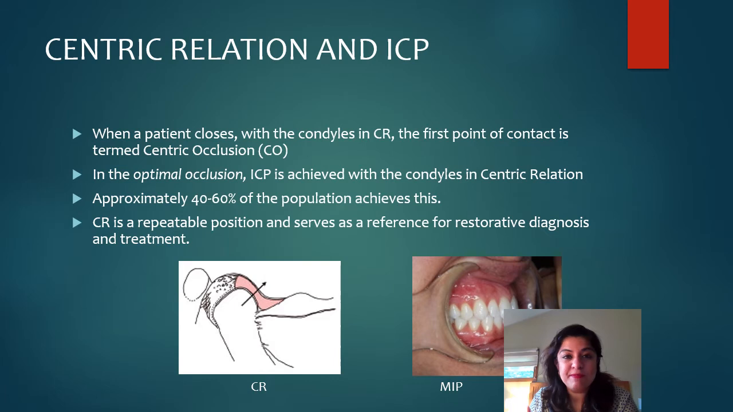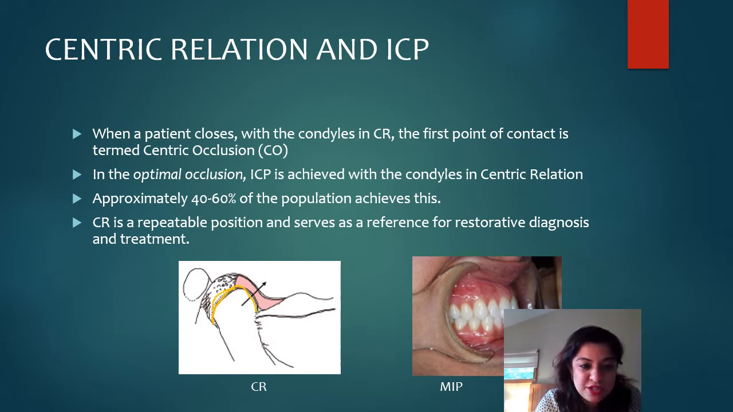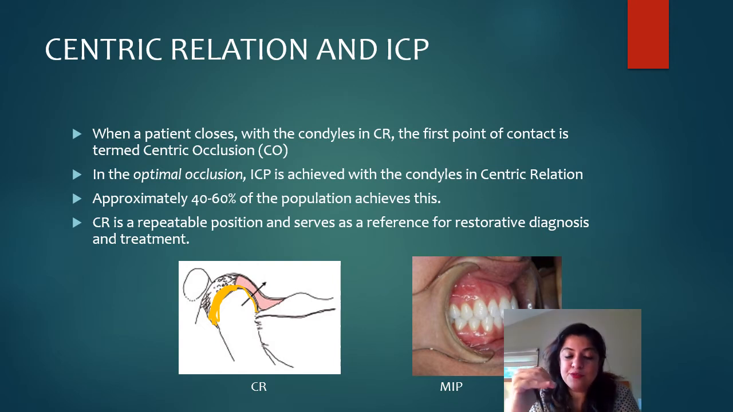Centric relation is a repeatable position. That means every time you ask the patient to do this, there's only that far that the condyle can go. If you look at the picture over here, centric relation is the most posterior part of the condyle, where the condyle hits the upper bone. It can't go anywhere else. So this is a very important reference, especially when you're making dentures, making crowns, or doing full mouth reconstruction. You want to put the patient into the most repeatable, comfortable position that they can repeat over and over again.